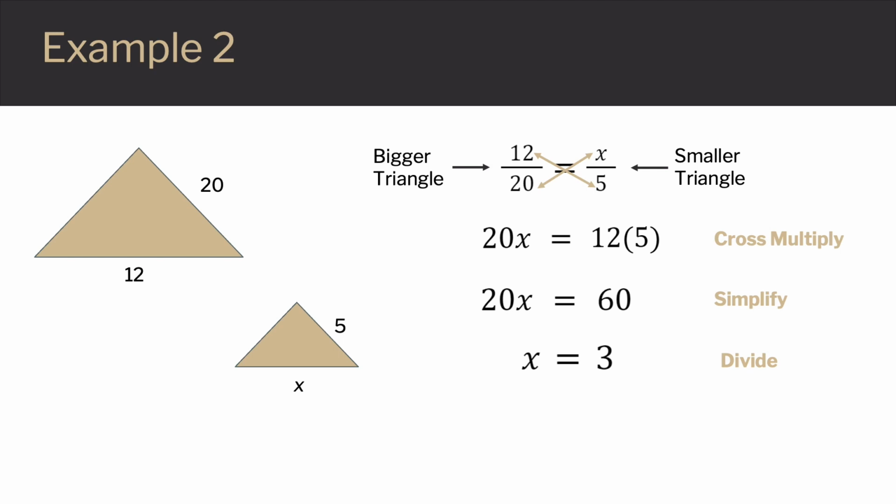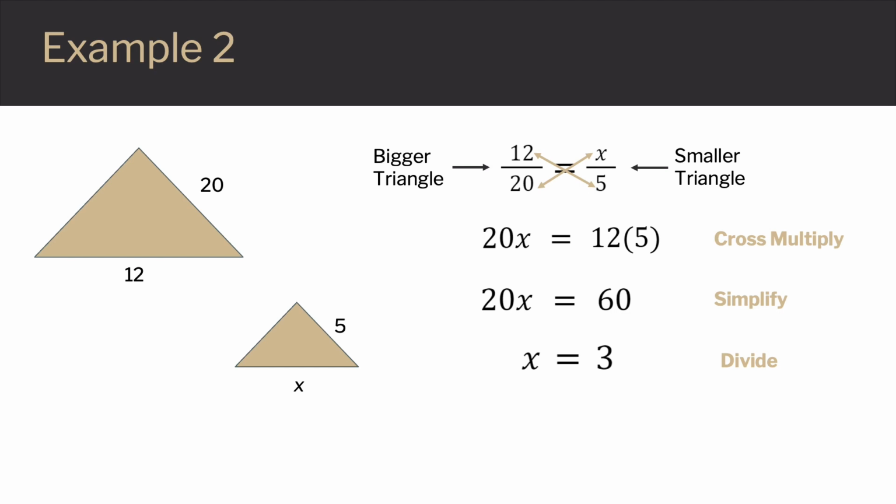Now let's look at another example. This time, we take the two sides of the bigger triangle, 12 over 20, and set them equal to the corresponding sides of the smaller triangle, x over 5. The next step is to cross multiply. This gives us 20x equals 12 times 5. Performing multiplication, we end up with 20x equals 60. And dividing both sides by 20, we have x equals 3. The unknown side is equal to 3.